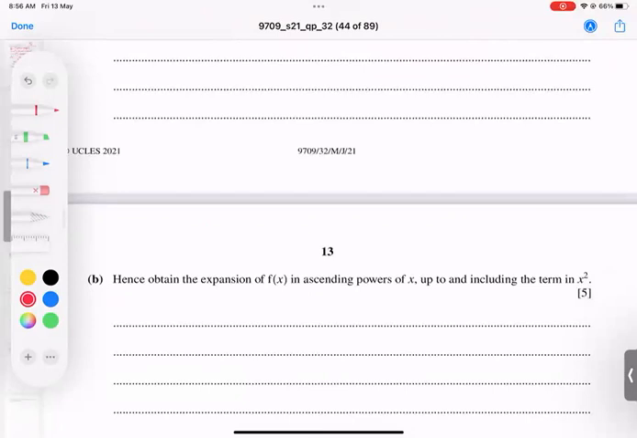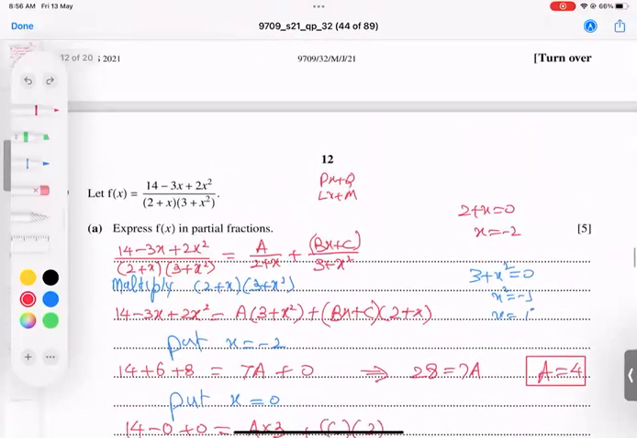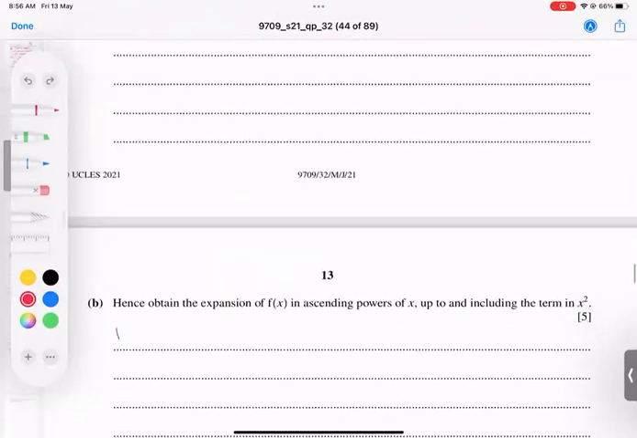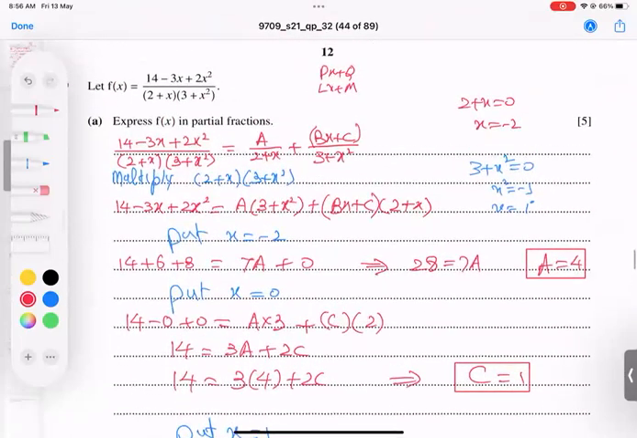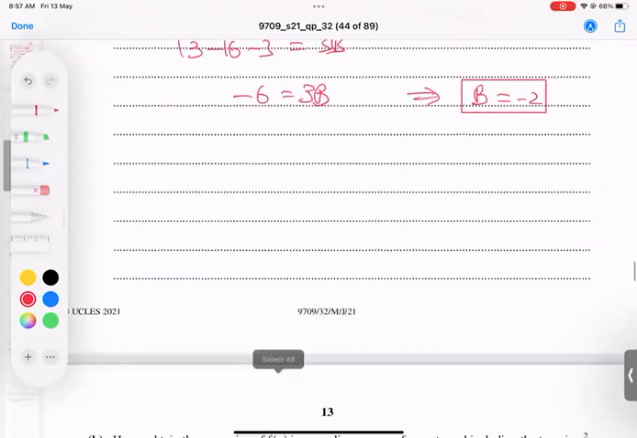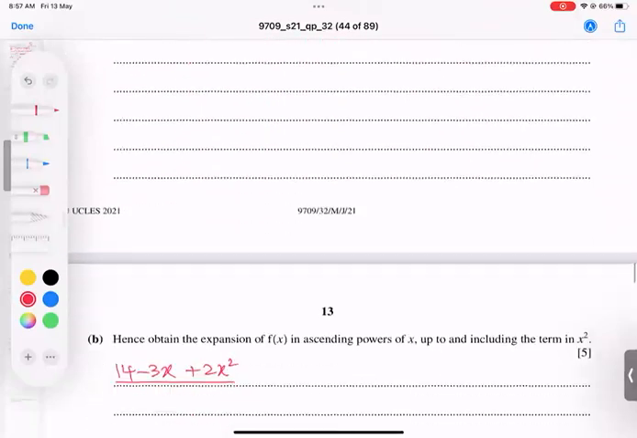The next part he's asking: obtain the expression in ascending powers of x, including x to power 2. So we have to expand till x to power 2. So have a look. I will write this equation first. Okay. So let's start. So I have to write 14 minus 3x and plus 2x squared. And in the denominator, I have (2 plus x)(3 plus x) squared.